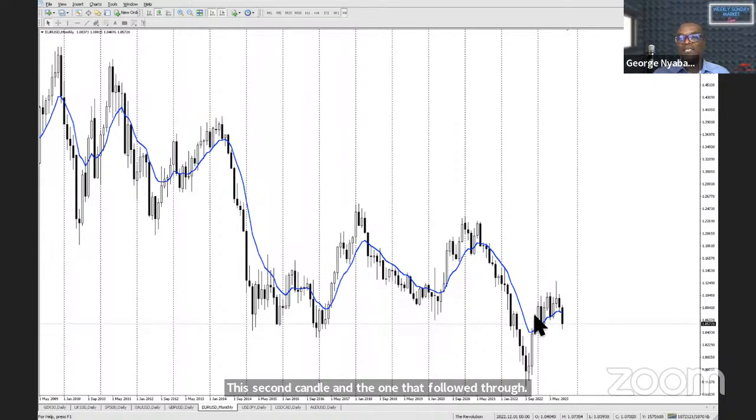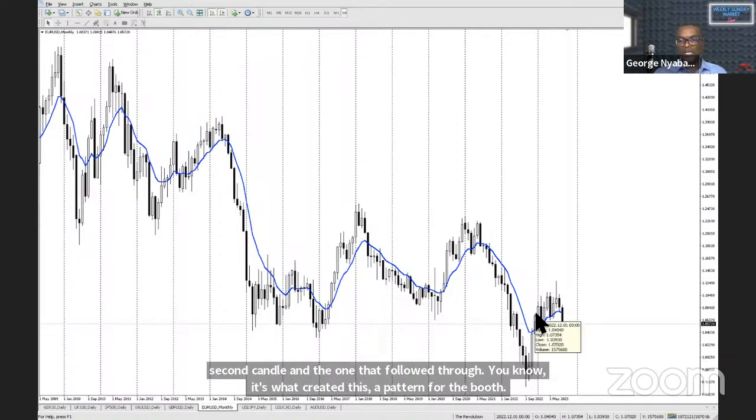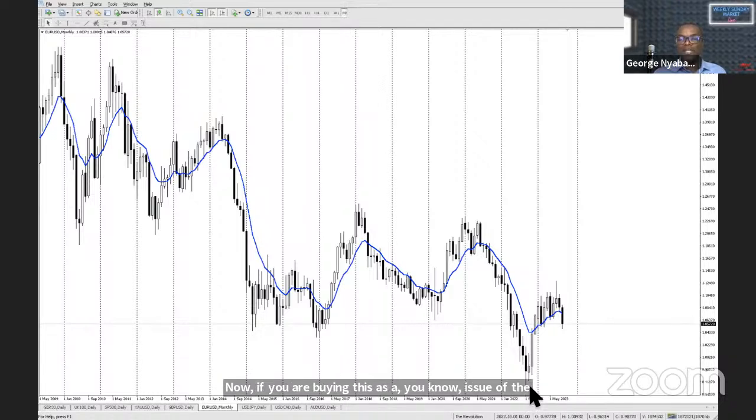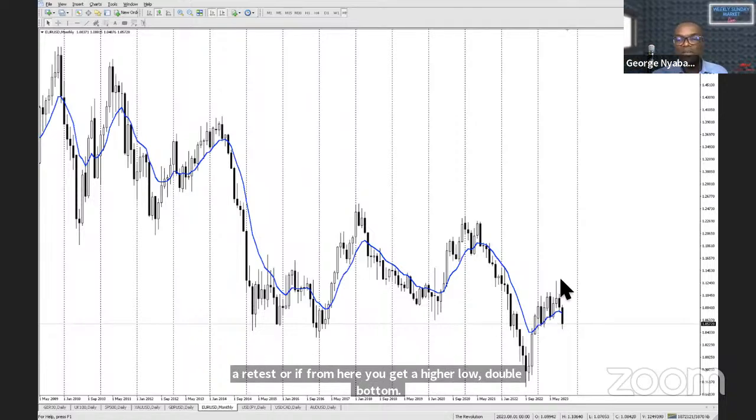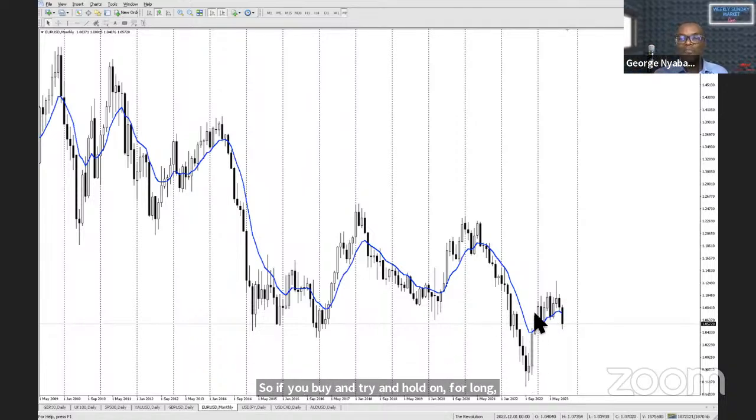Now, if you're buying this as a bull, the issue of the stop always comes into play. The stop has to be way down here, until you get a retest, or if from here you get a higher low double bottom. So if you're buying, trying to hold on for long, remember we're looking at the monthly, it can appear in any chart. If you want to buy before you get a proper higher low double bottom, the stop is going to be here. If you get acceleration up, then you can tighten your stop. Otherwise, trust me from experience, you get stopped out unnecessarily quite a few times. By the time it goes your way, you're pretty frustrated and you end up missing a big trend.